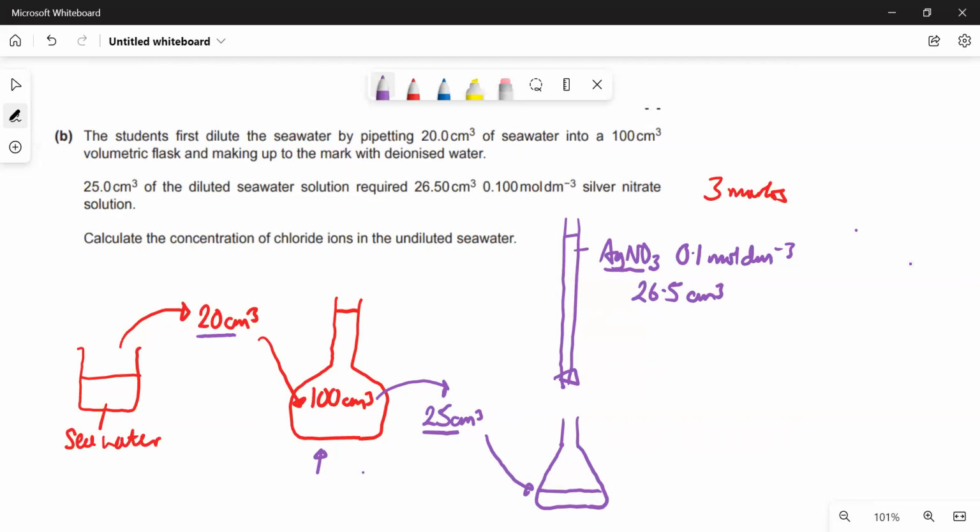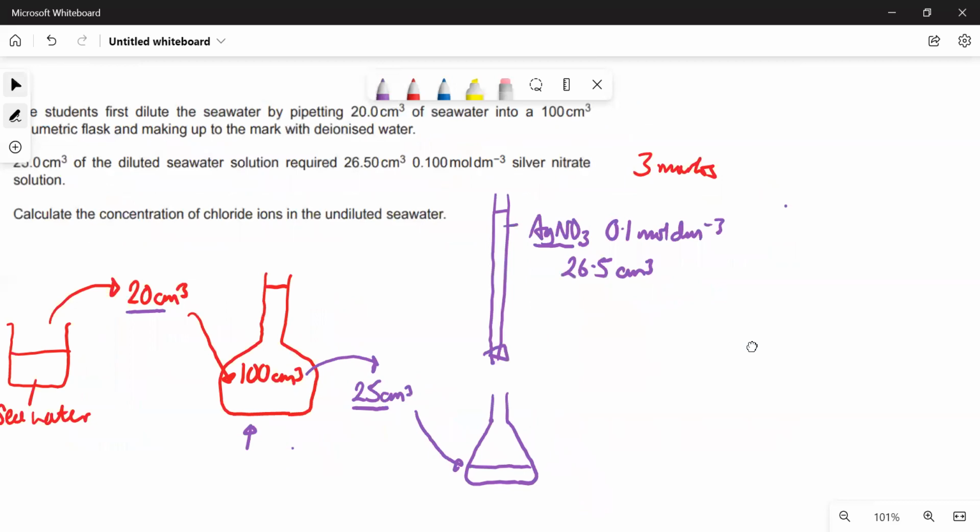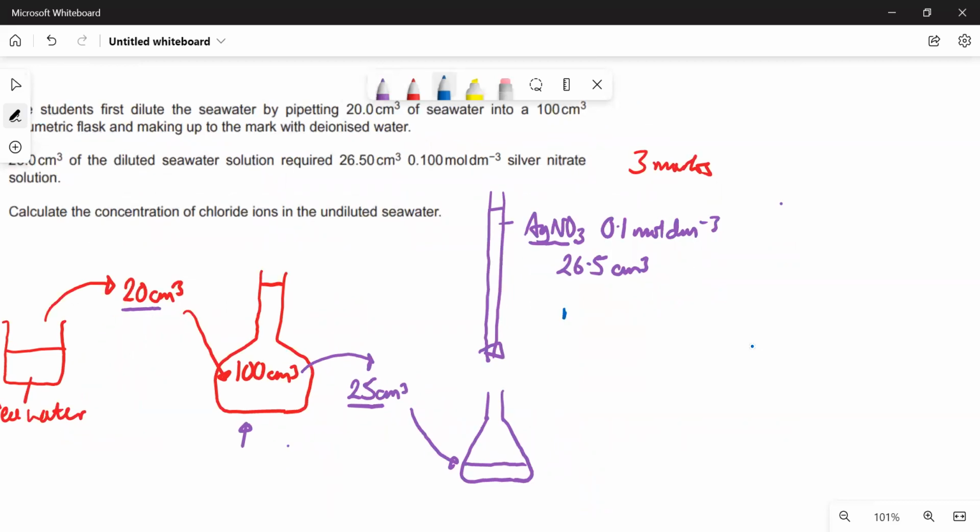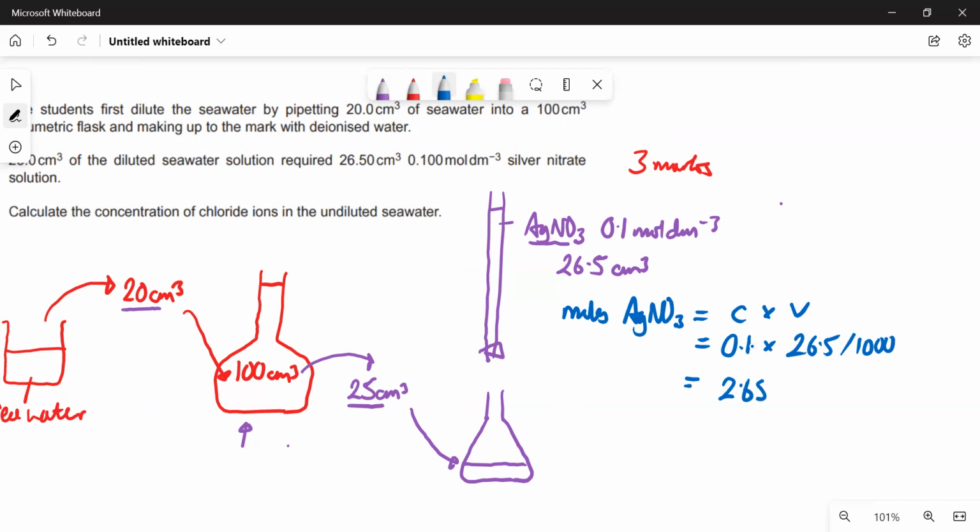And we know the concentration and we know the titer. So let's work out the moles of silver nitrate we've got first of all. Moles of AgNO3 in the titer is equal to conc times volume. So that's going to be 0.1 multiplied by 26.5 over 1,000, and that is equal to 2.65 times 10 to the minus 3 moles.